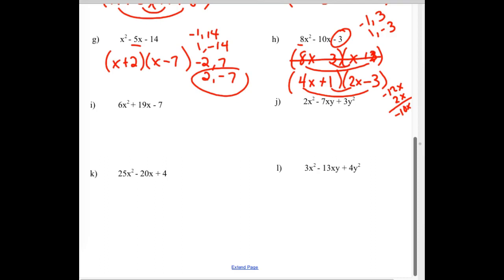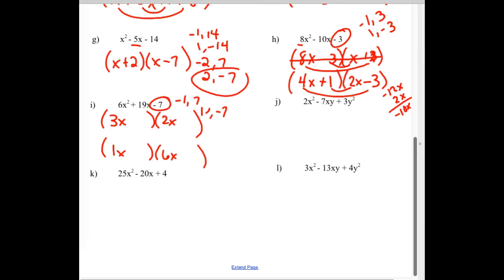All right. Our next example, we have a 6x squared. Again, we have two options. We can do 3x and 2x. We can do 1 and 6. All right. And right now I don't know which one's going to work. I do only have a couple options again for that negative 7. I can do negative 1 and 7 or 1 and negative 7.